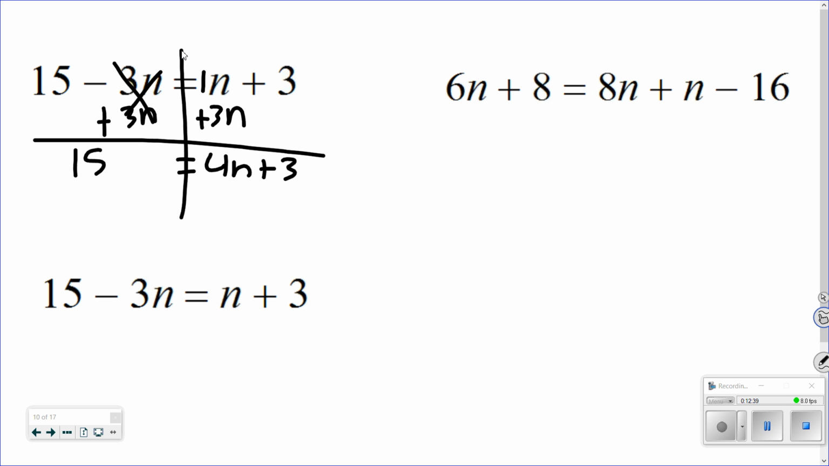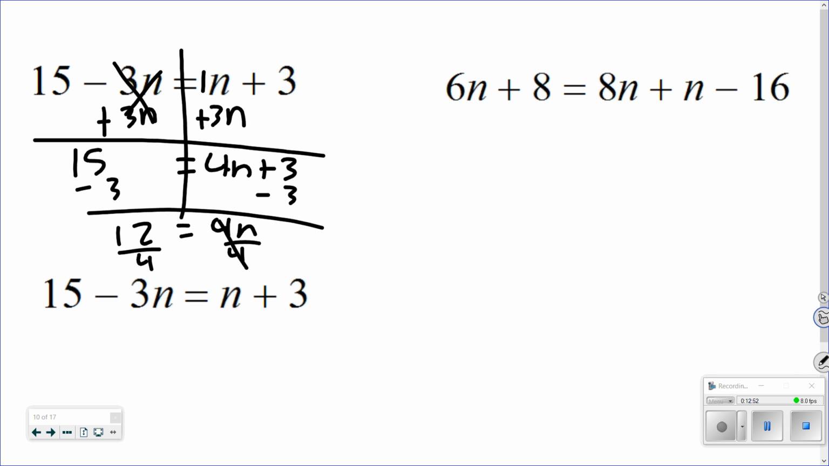So I have 4 times n, I need to divide by 4, plus 3, I need to minus 3. We're going to minus the 3 first. So 15 minus 3 is 12. 4n divided by 4. So this 4 divided by 4 is 1. 1n is n. There's my solution.